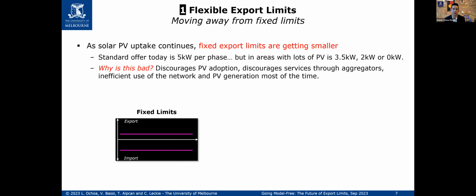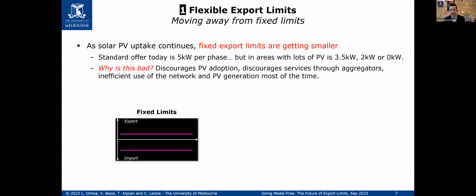But in terms of exports, in certain cases, can be very, very little. Now, why is this bad? Because of course, it to some extent might discourage PV adoption, and that's not aligned with what we want to do in terms of the decarbonization of the electricity system. It also discourages potential services that aggregators might want to enable by collating all these distributed energy resources, not just solar photovoltaics, but also batteries and electric vehicles, things like that. So it discourages that. And in general, it's just inefficient use of the poles and wires.